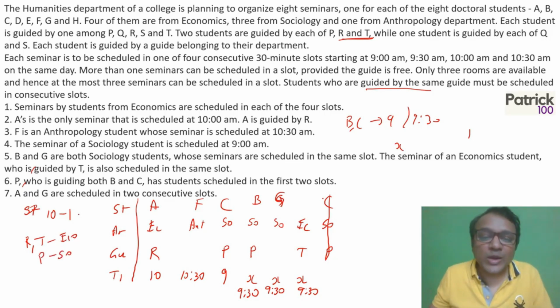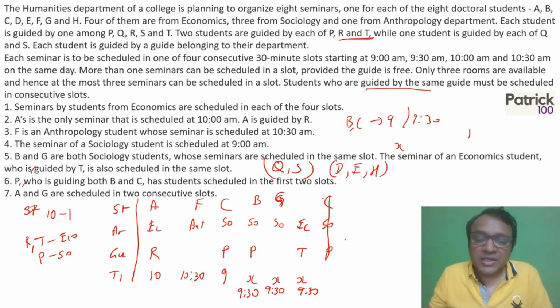Now, what is left is Q and S. We have no idea about Q and S. We have no information about 3 people, which are D, E, and H. Though we know that the remaining 2 are economics for sure, one trained by R, one trained by T. So that means T should be training at 9 o'clock, the first 2 slots for economics, because it has to be consecutive. And the other, R, should be training at 10:30.